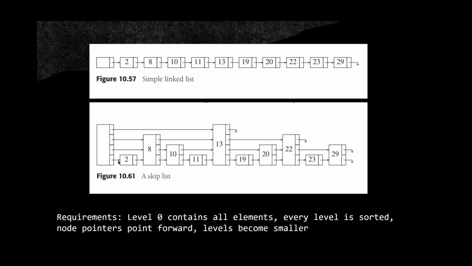The requirement is that level 0, so down here, this level, contains all of the elements in sorted order. As you can see, this is an ascending order with numbers. The node pointers always point forward. There's no backwards pointers, like in a doubly linked list. And as you go up, the levels must become smaller. If we're traversing here on level 2, we get to skip 11 and go straight to 13, and it's basically just cascading up and down. These pointers are the shortcuts, you can call them.